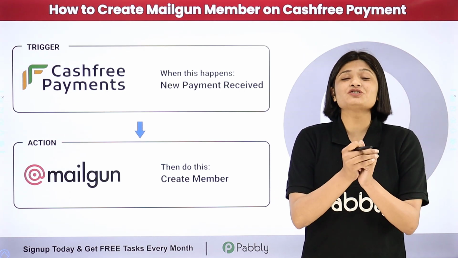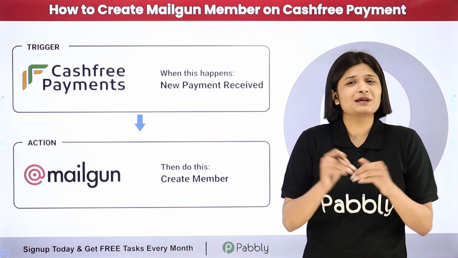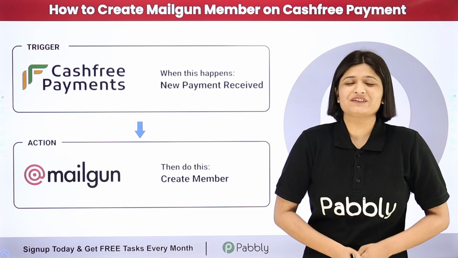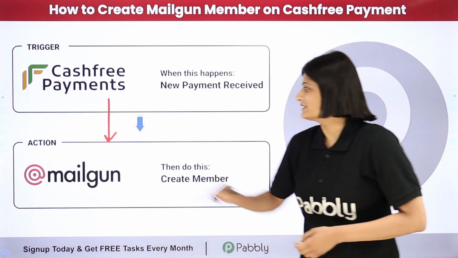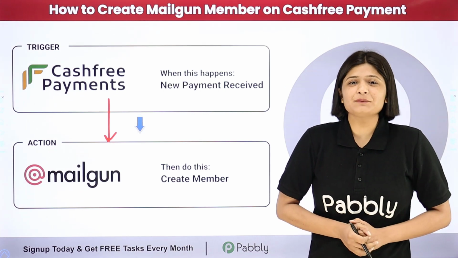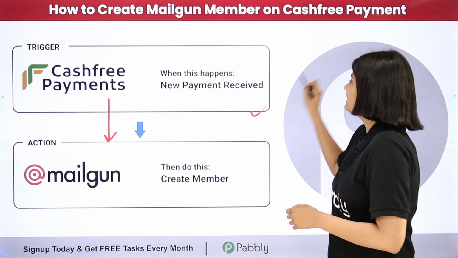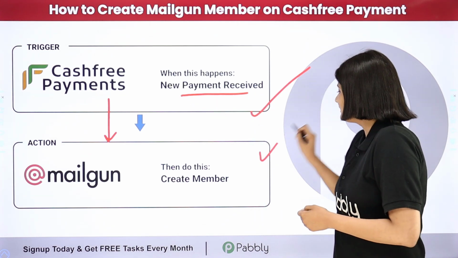To do this automation, I'm going to use Pably Connect. Pably Connect is an amazing automation and integration software which requires no coding or programming skills. Here I just need to build a connection between Cashfree and Mailgun. With the help of Pably Connect, I am going to build this connection in such a way that whenever I receive a new payment in my Cashfree, a member will be automatically created in my Mailgun account.